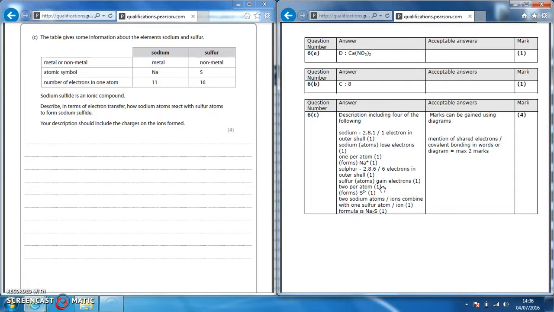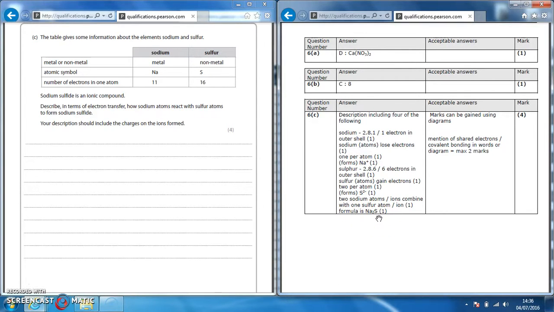That's going to be S2 minus. That means we're going to need to have 2 sodiums donating electrons to 1 sulfur because of the numbers. So each sodium is losing 1, but each sulfur needs 2. So we need sodium to donate twice, which means it's going to be Na2S.